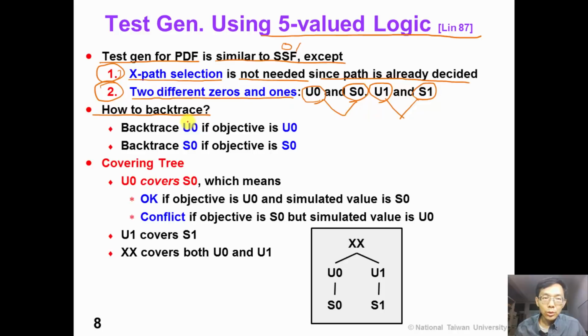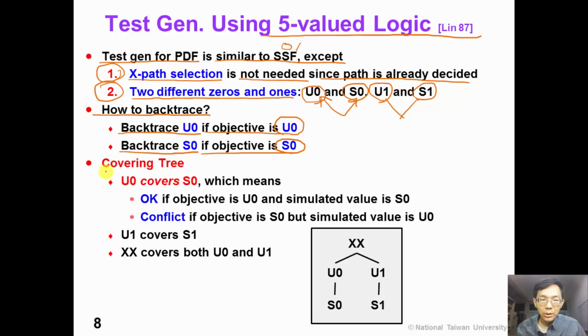So how are we going to backtrace if we have two different zeros and two different ones? The rule is very simple. If our objective is U0, then we simply backtrace U0. If our objective is static 0, then we backtrace static 0. This is pretty intuitive. So we can distinguish between U0 and S0.